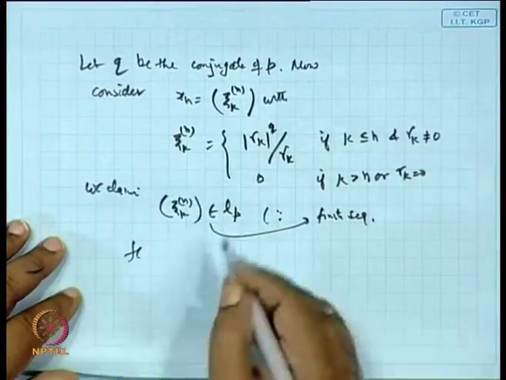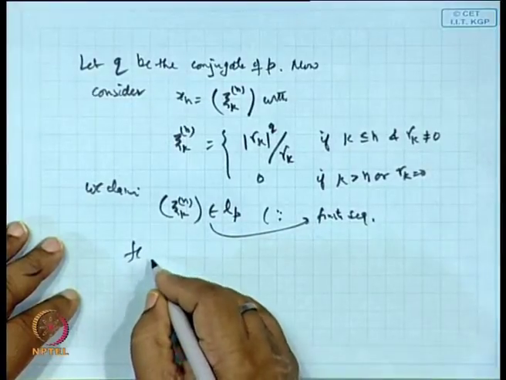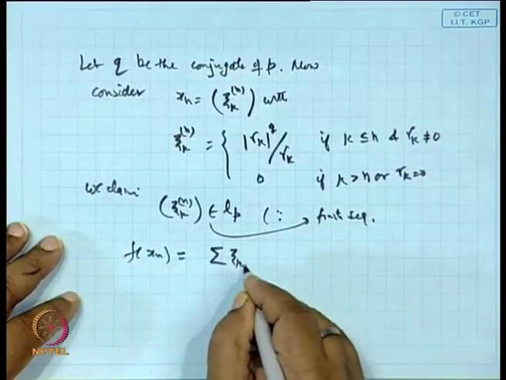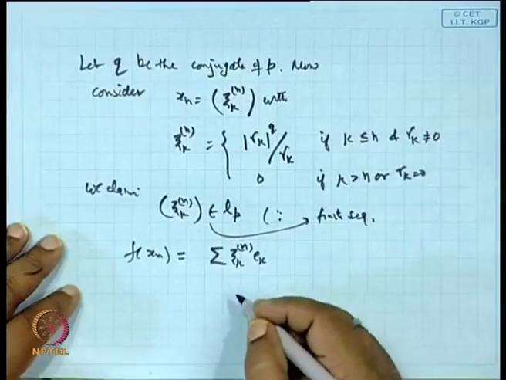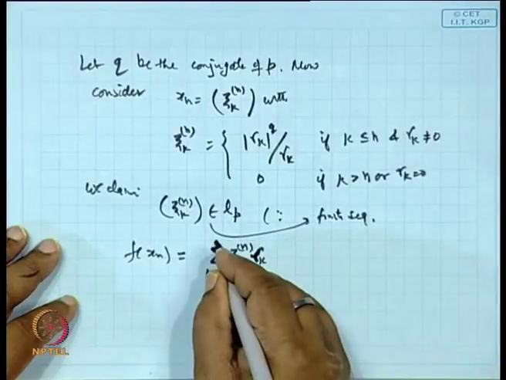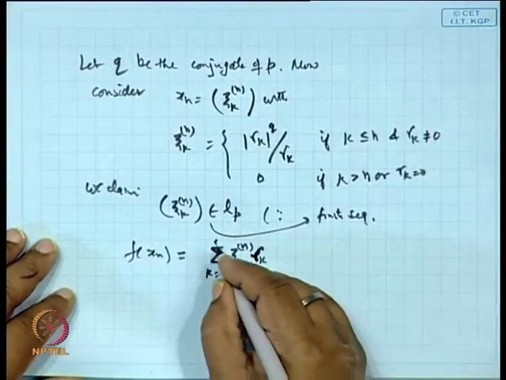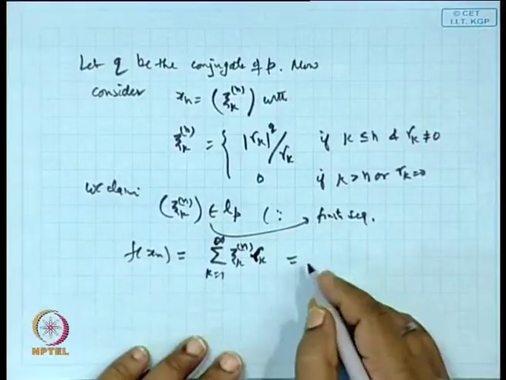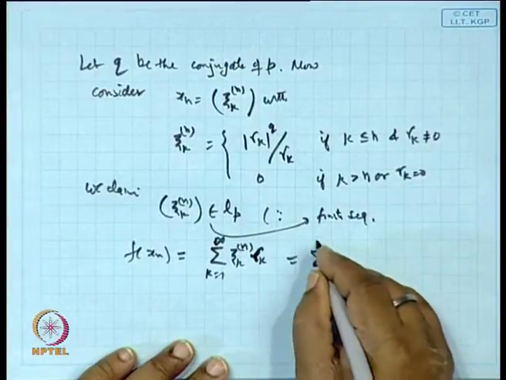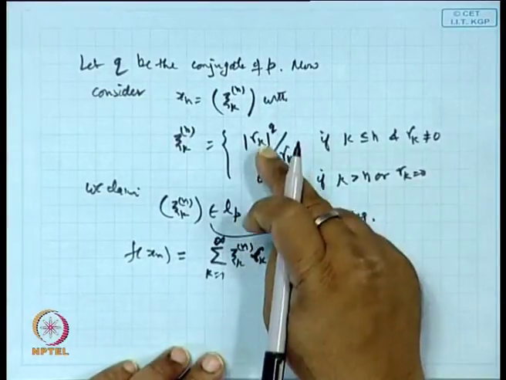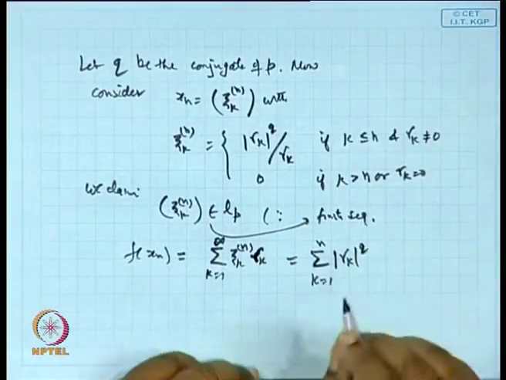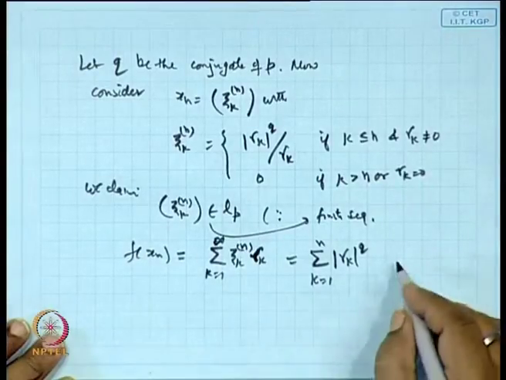Therefore, we can replace x by this number. So, f of x n we can now write as the sum of xi k n e k, and gamma k, where k is 1 to infinity. But 1 to infinity is reduced to 1 to n only, because up to n it is non-zero and the rest are 0. So, k equal to 1 to n, and then replace xi n by this. So, gamma k gets cancelled and we get gamma k power q. Okay, is it clear? Let it be equation 2.